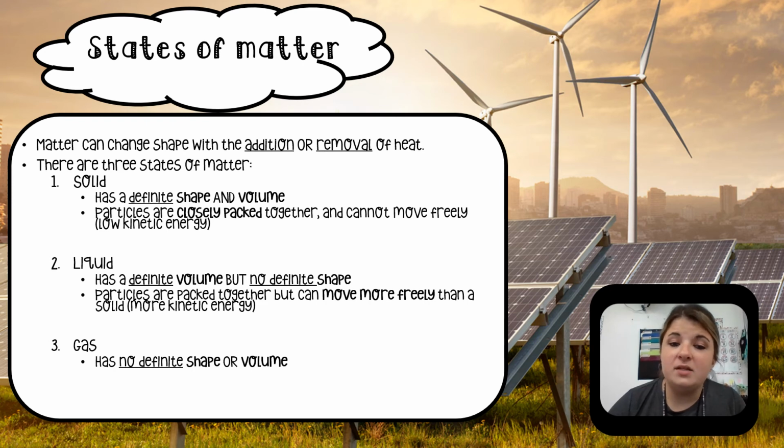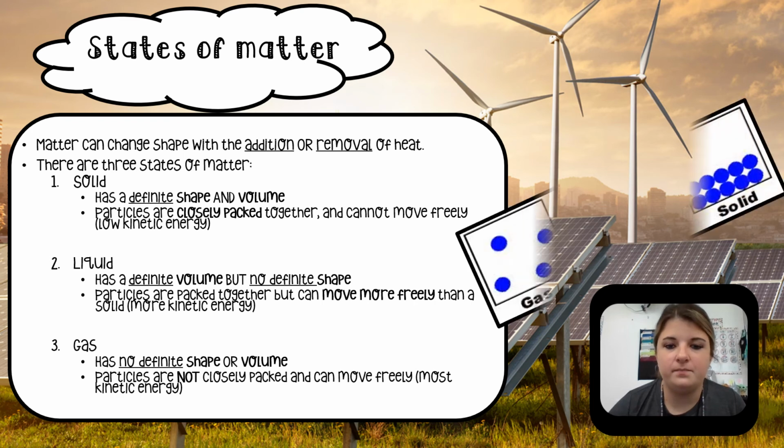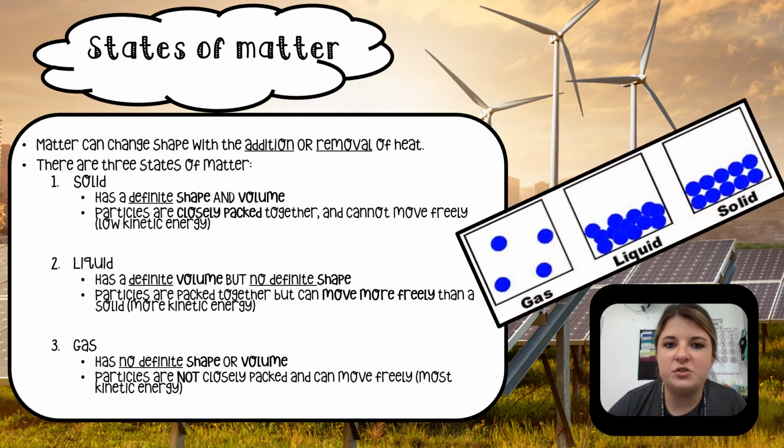And then last is a gas. Gas has no definite shape and no definite volume, so gas kind of does what it wants. Particles are not closely packed at all and can move freely, and they have a lot of kinetic energy, meaning they can move around a lot. So think about if you were in an elevator completely by yourself. You can really do cartwheels, you can spin around, whatever you want in that elevator because there's nobody else in your way.